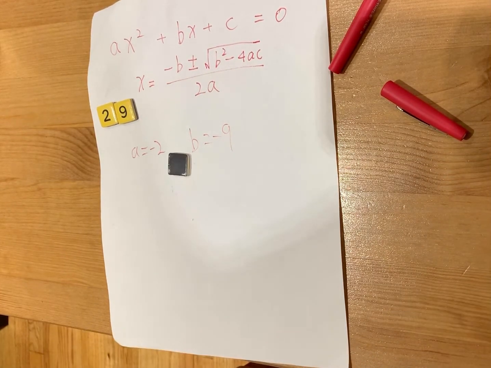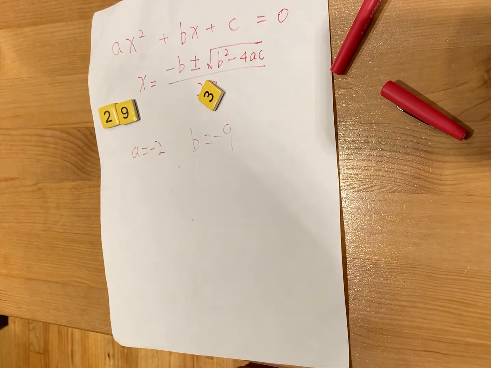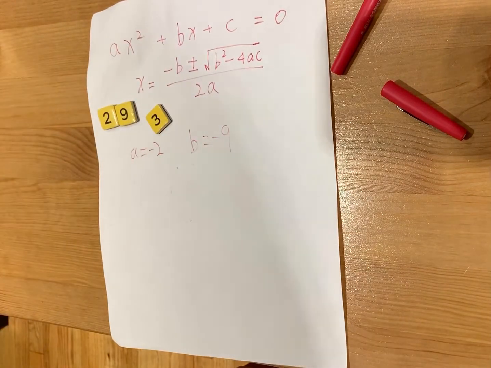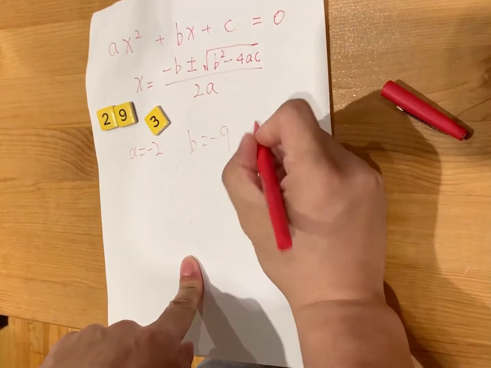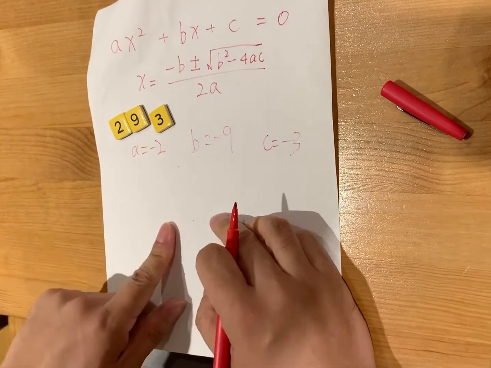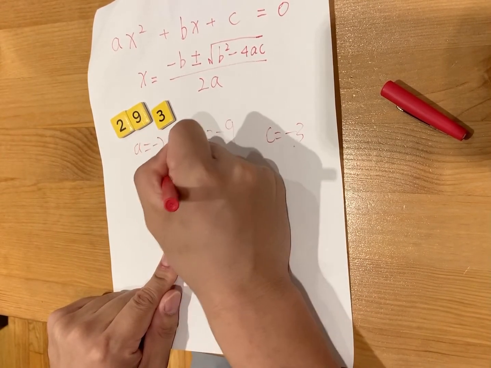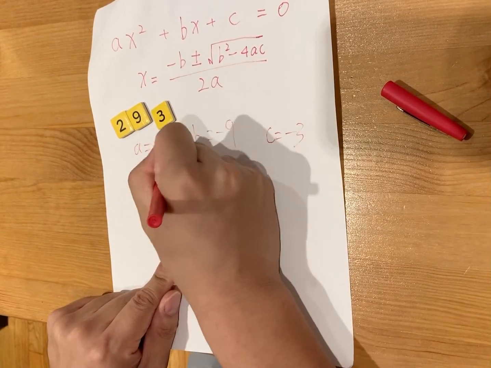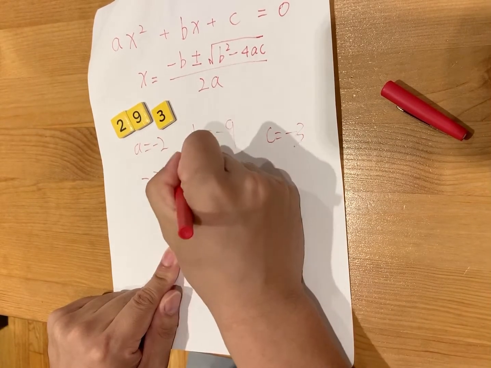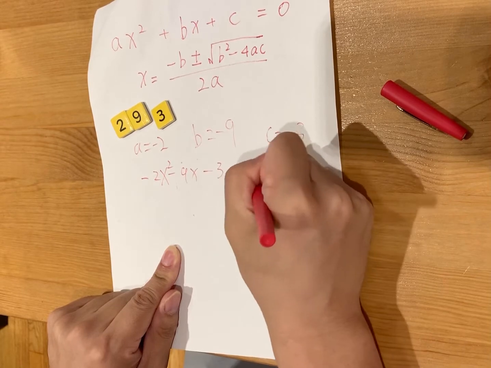But, another negative 3. Okay, fair enough. So we all deal with negatives. That's the craziest thing. We hate these numbers. C is negative 3. So our equation now looks like negative 2x squared, minus 9x, minus 3 equals 0.